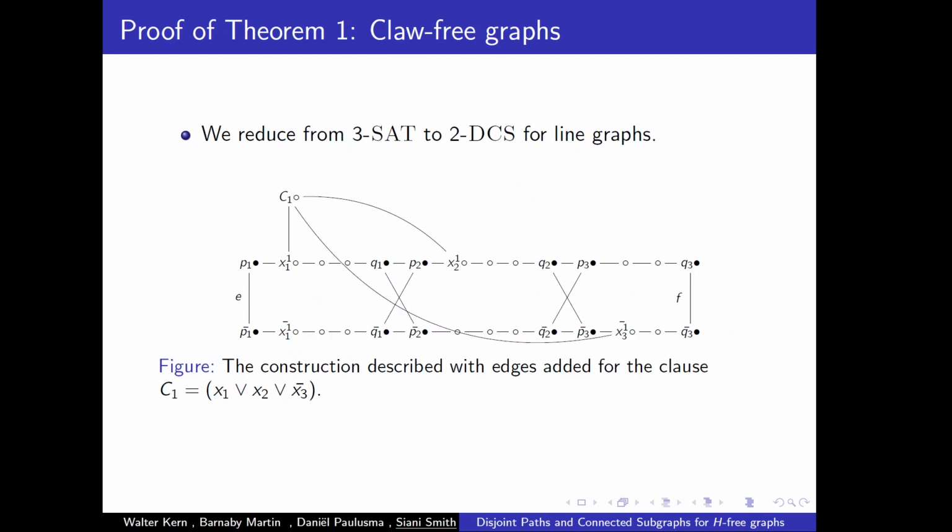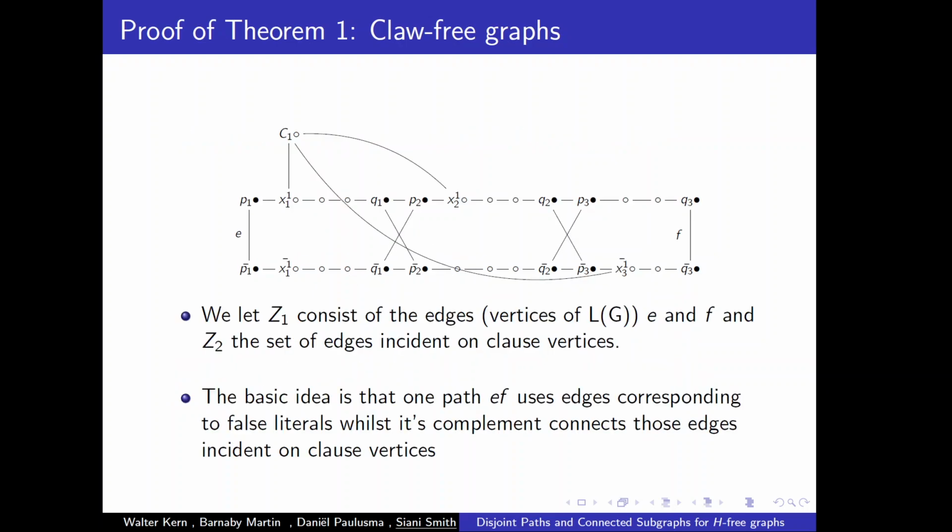So first we look at claw-free graphs, and for this we reduce from 3SAT to 2 disjoint connected subgraphs for line graphs. So this graph here is the graph for which we look at disjoint paths in the line graph. And we won't go through the reduction in full, but we'll give the basic idea. So what we have is basically some subpath for each literal, and then these clause vertices, which are each adjacent to each literal contained in the clause.